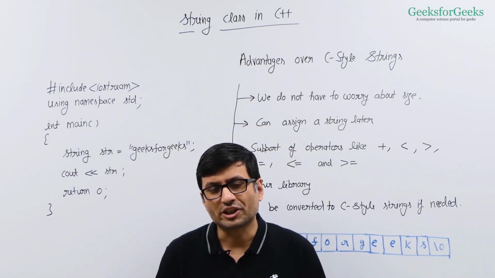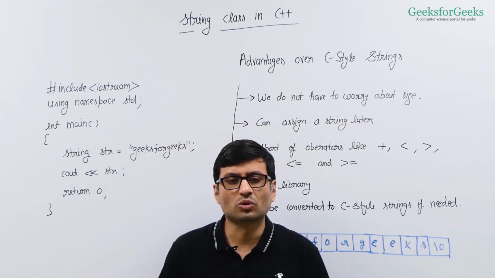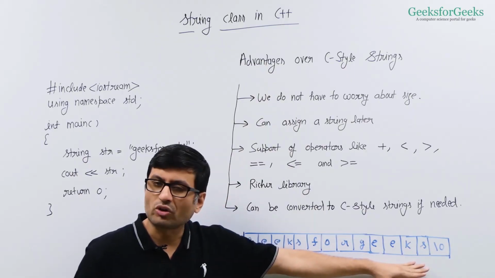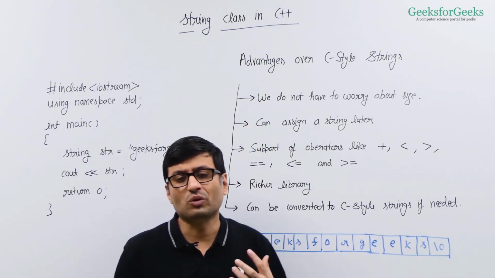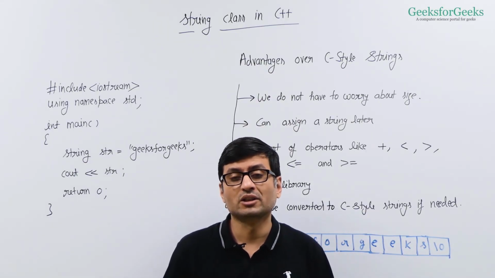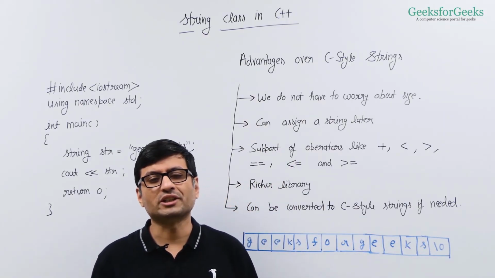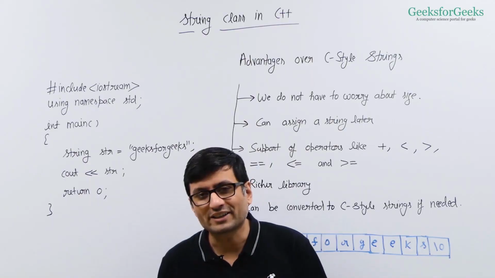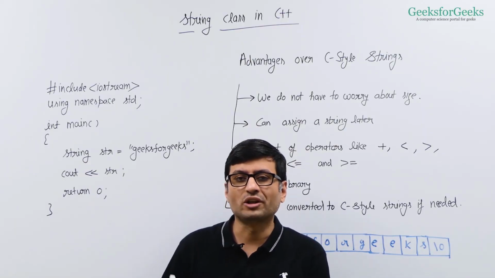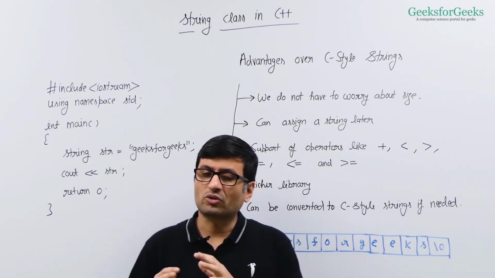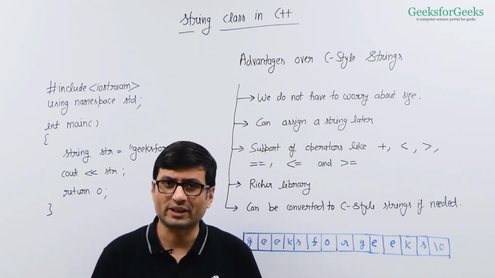C++ string also internally stores strings this way. They are stored at contiguous location, so they have the advantage of cache friendliness. Cache friendliness means locality of reference. All the elements are at contiguous locations, and if you access the next location, it's very likely that's already there in the cache. And they are at contiguous locations, so they have random access also.